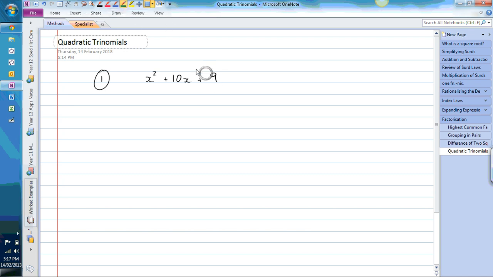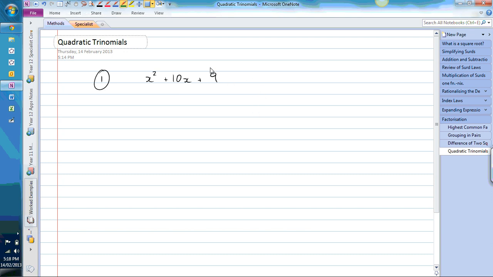To factorize a quadratic trinomial, what we're basically going to do is change this into a grouping in pairs problem. And the way that we do that is we are going to split up this middle term into two other terms, and we're going to be clever about the way that we do that. So this is the process to factorize a quadratic trinomial.